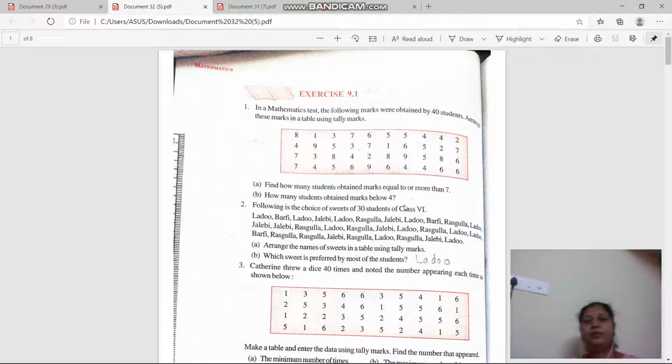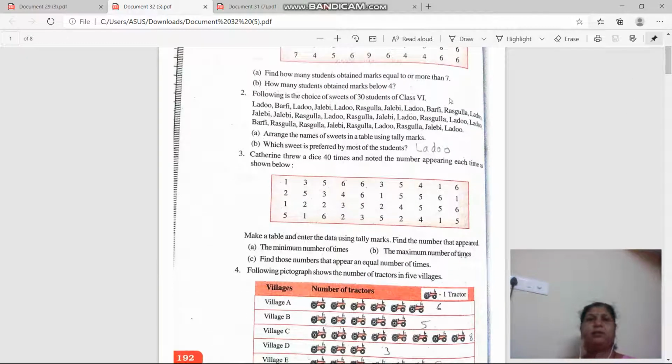Okay, now the second question. It is also about tally marks, right? So just see. Following is the choice of sweet of 30 students in class 6. Laddu, barfi, laddu, jalebi, gulab jamun, jalebi, laddu, barfi. Okay, fine. So can anyone tell me what we have to do here? We have to make the tabular form.